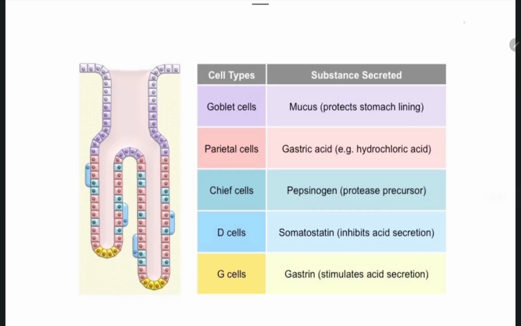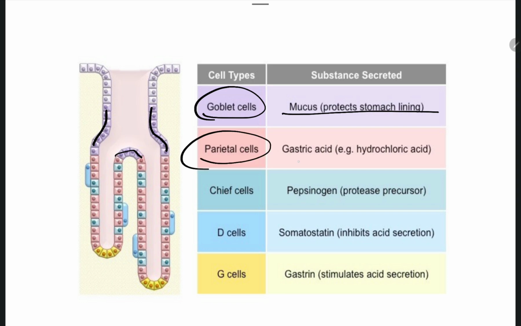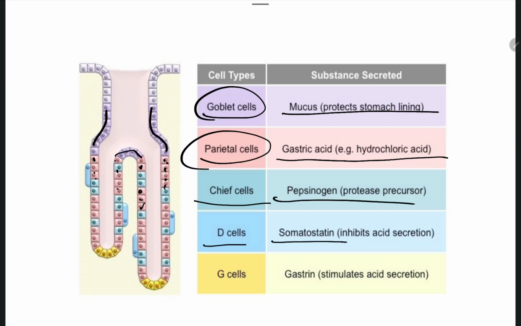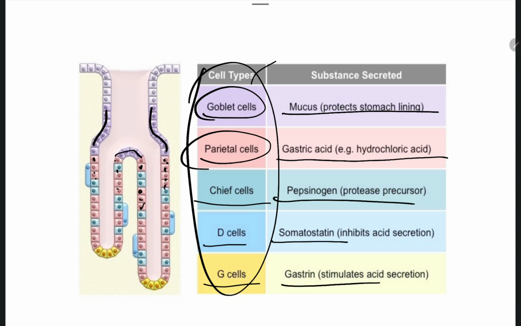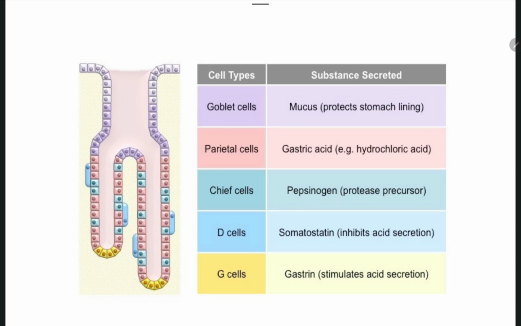Let us see a tissue of the stomach. The stomach tissue looks like this, and in this tissue we have different colors of cells. Among those, the goblet cells produce the mucus. Here we have the goblet cells, in light blue color. The next one is the parietal cells, which produce the HCl, that is hydrochloric acid. These are the parietal cells. The chief cells produce pepsinogen, D cells somatostatin, and G cells gastrin. So these five types of cells are present in the single tissue of the stomach.